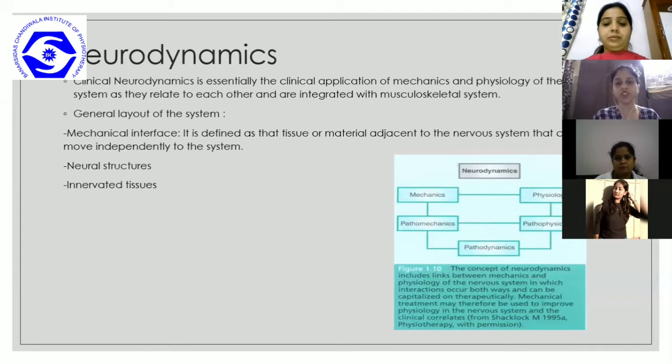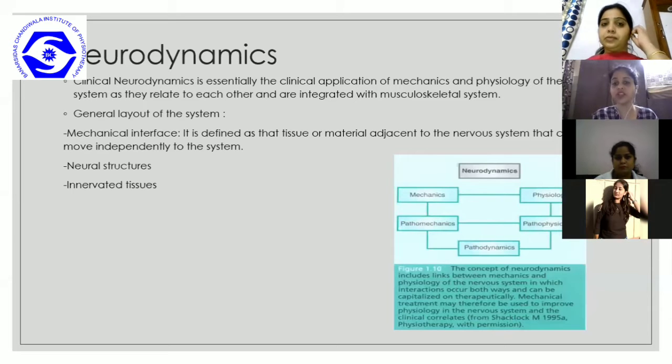So what is this neurodynamic? It's a part of mechanics and physiology. Physiology, as I told you, includes the conductibility, excitability, accommodation, and various properties of the nerve. So whenever there is an alteration in basic physiology, that is called pathophysiology.